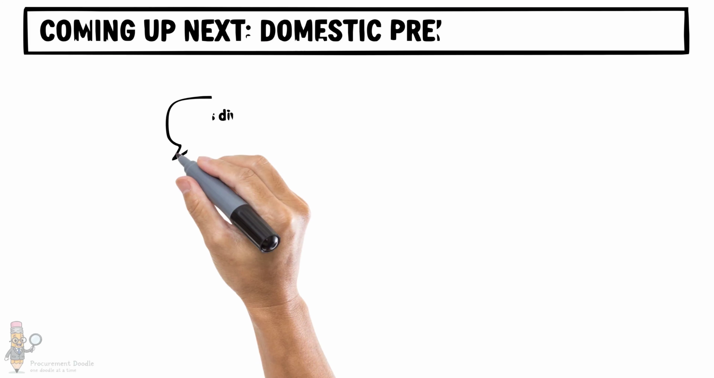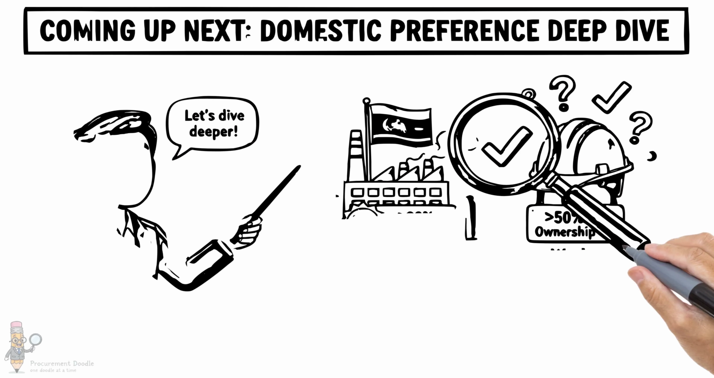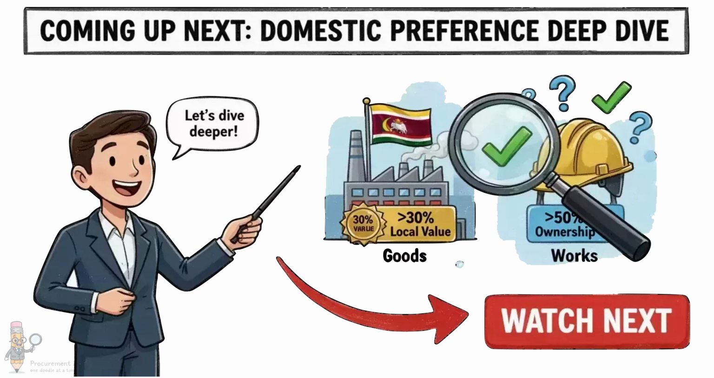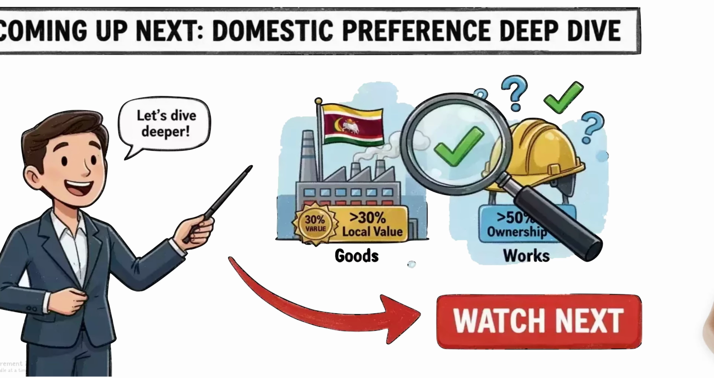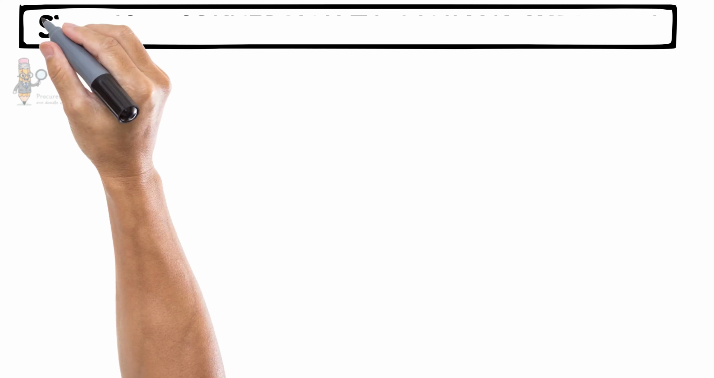We've just touched on domestic preference as step 9, but there's much more to cover. Eligibility rules, local value addition thresholds, and precise margin calculations. That's why the next video in this series is dedicated entirely to domestic preference. Don't miss it. Step 10 brings all bids to a single common currency.